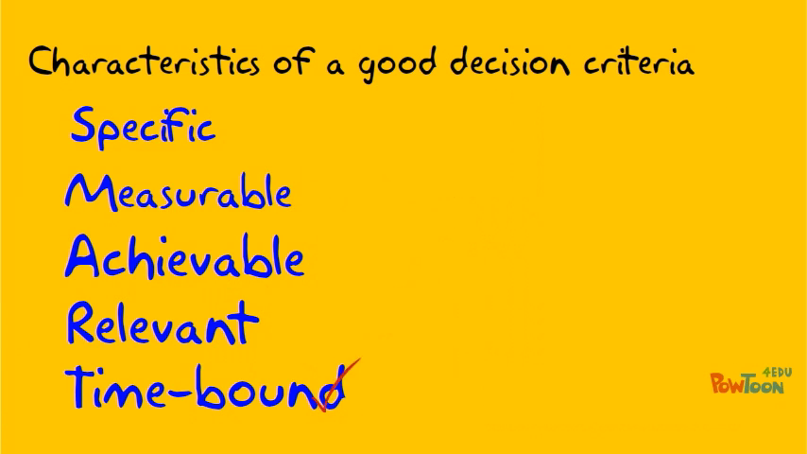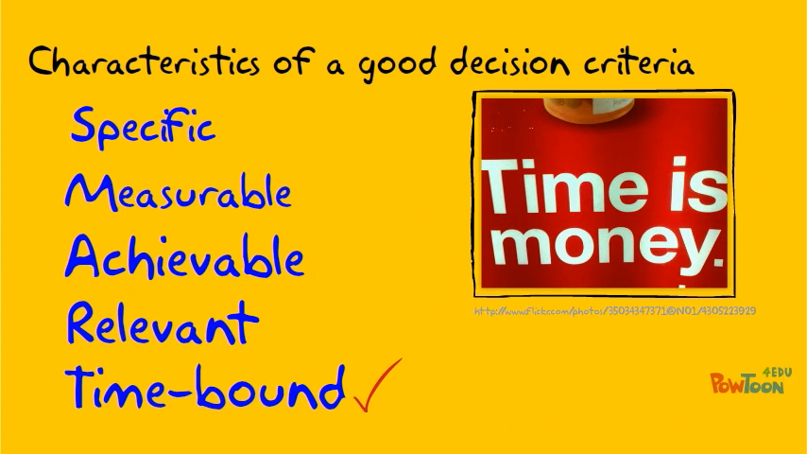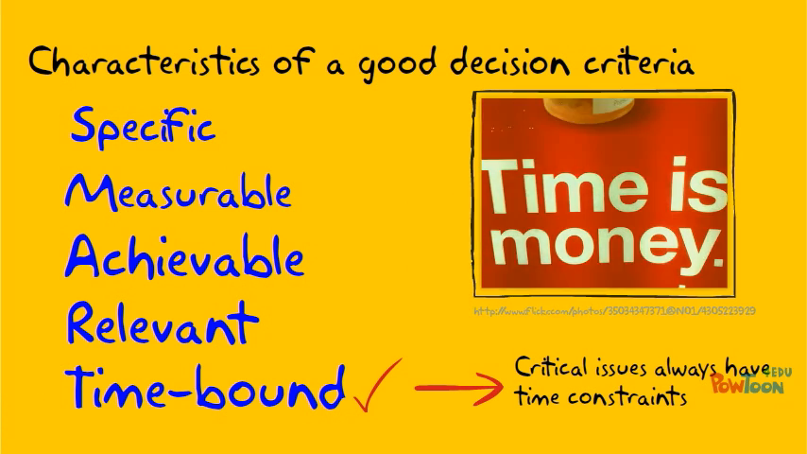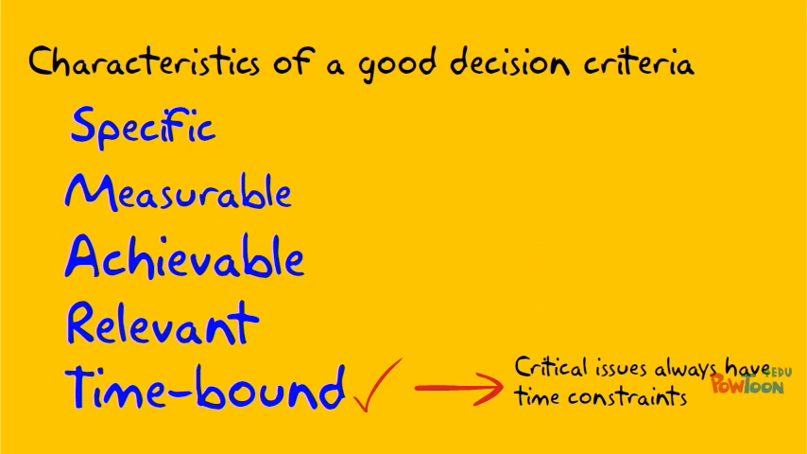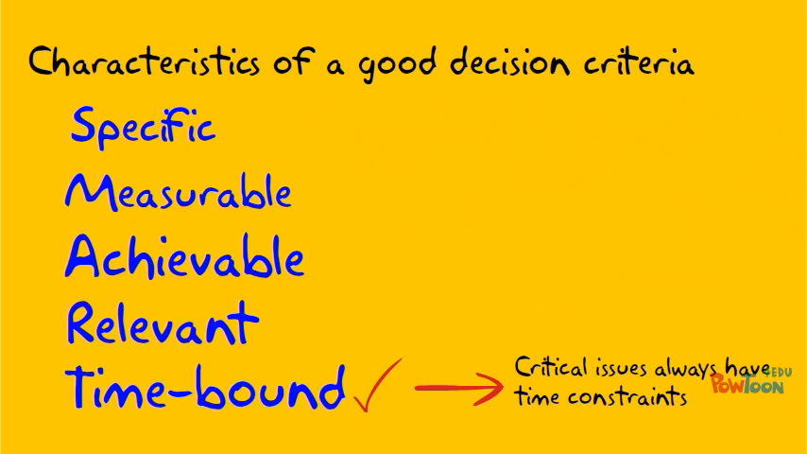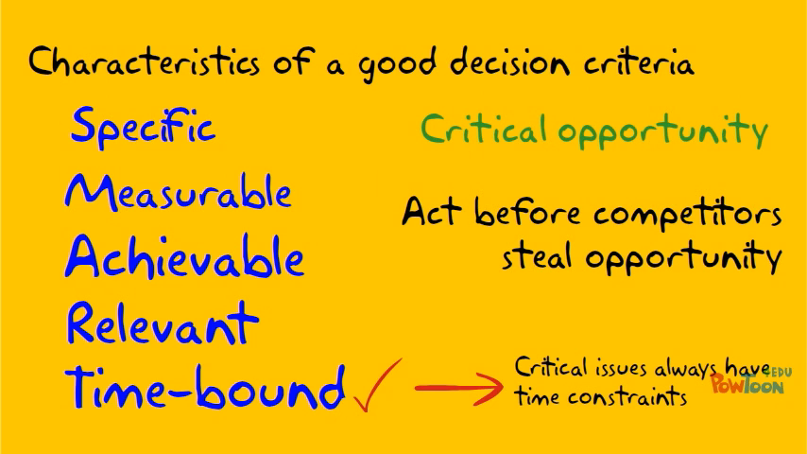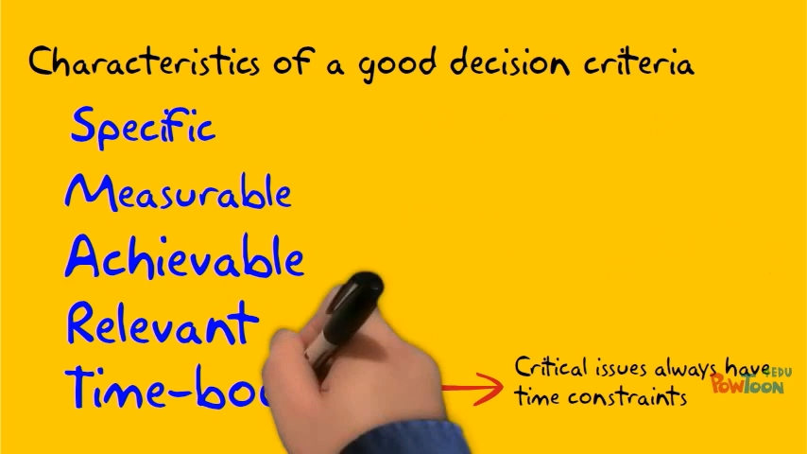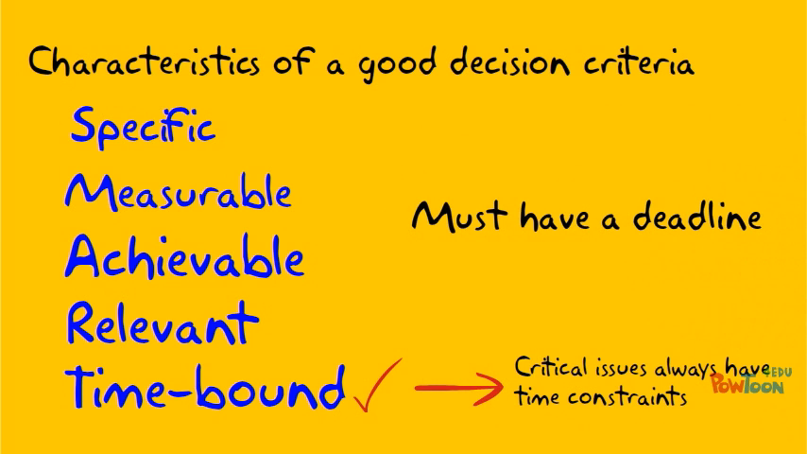Finally, T means time-bound. Time is money. Critical issues always have time constraints. If you are facing a critical threat, you must act before that threat ruins your business. If you are facing a critical opportunity, then you must act before your competition steals the opportunity away from you. Your decision criteria must have a deadline by which they must be achieved so that everyone is aware of the time constraints the critical issues place on them.